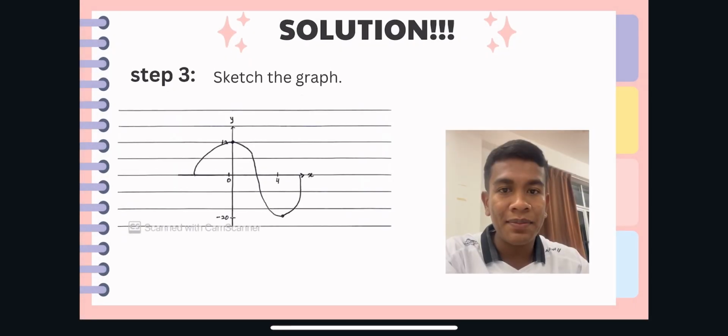So, step 3 is to sketch the graph. (0, 12) is a maximum point and (4, negative 20) is a minimum point. This is the graph that we will get from the equation.